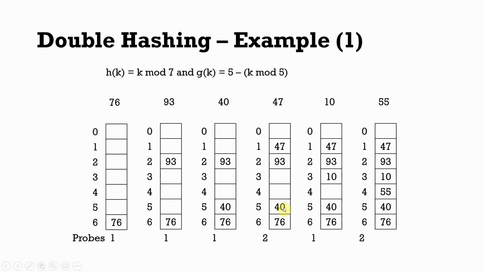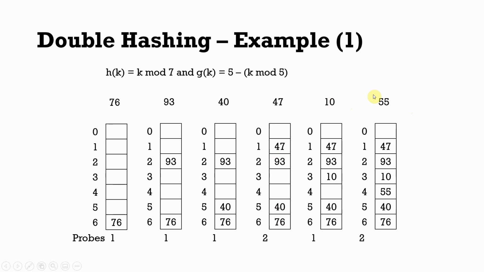Okay, so here the 0th probe is filled, right? So to find the next sequence, we just put 47 here. 47 mod 5 is going to be 2. 5 minus 2 is 3, so we go 1 2 3, 47 is placed here. Okay, next one, 10 mod 7 is 3, it's going to go here.